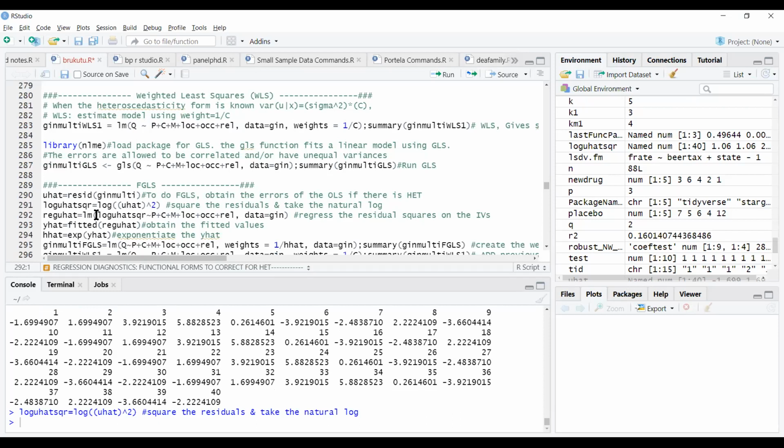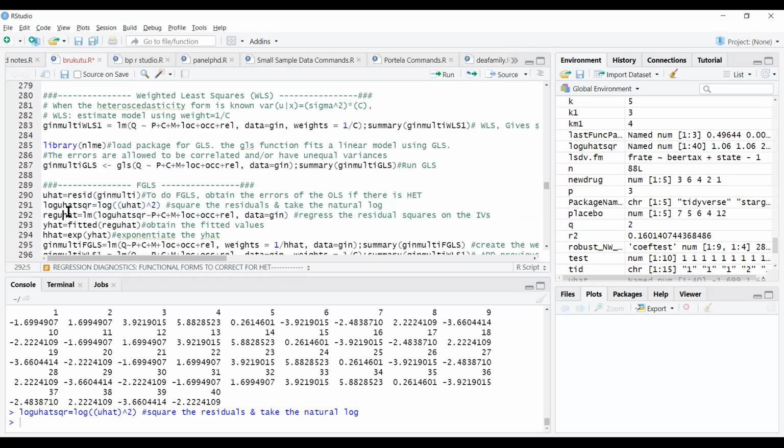Then you regress the residuals, and you can see those write-ups I've done here. You now regress the residual squares. Those were the residual squares in command number 291. You regress those residual squares on the independent variables, and this command will do that.